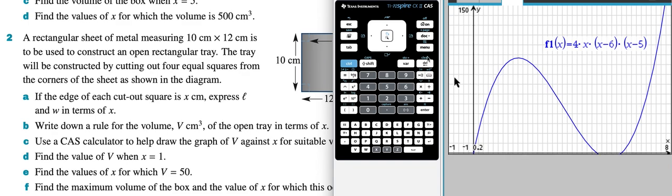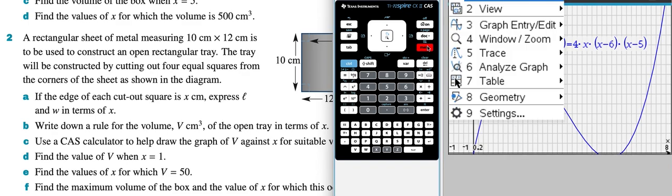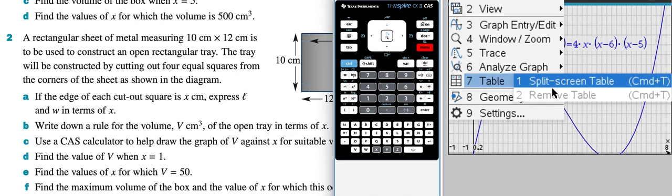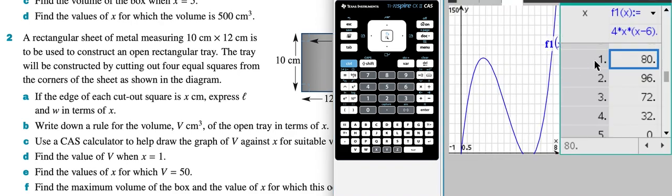Then it says find the value of v when x is 1, all right? So basically what you can do, because you've got your graph already, you can either go to table and split the screen on the table, and you can see the value when x is 1, which is going to be 80. You could substitute 1 into the equation. That would also get you 80. Okay, so there's a couple of ways you can do it, but if I've already got the graph, then I might as well get the table of values up. All right.